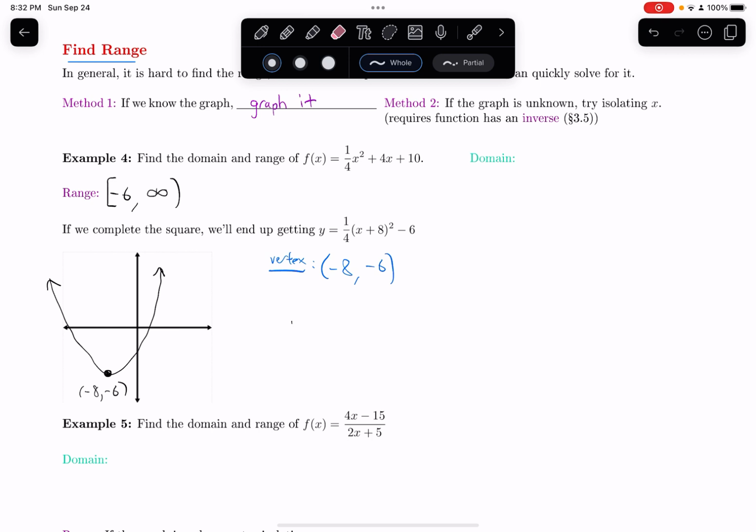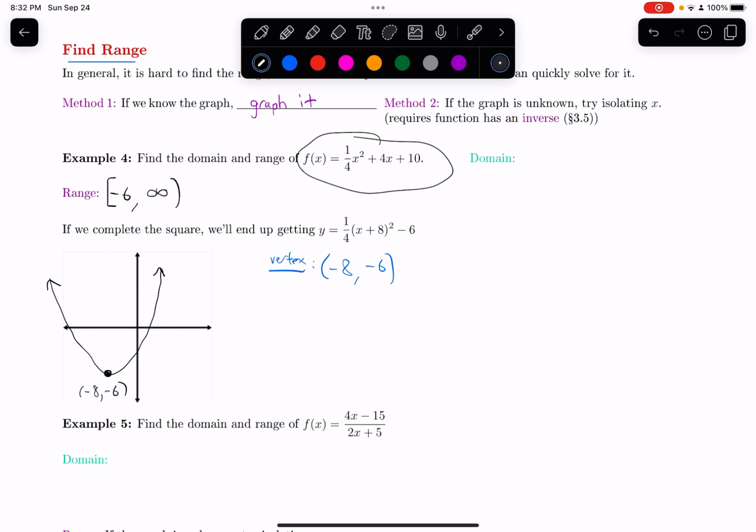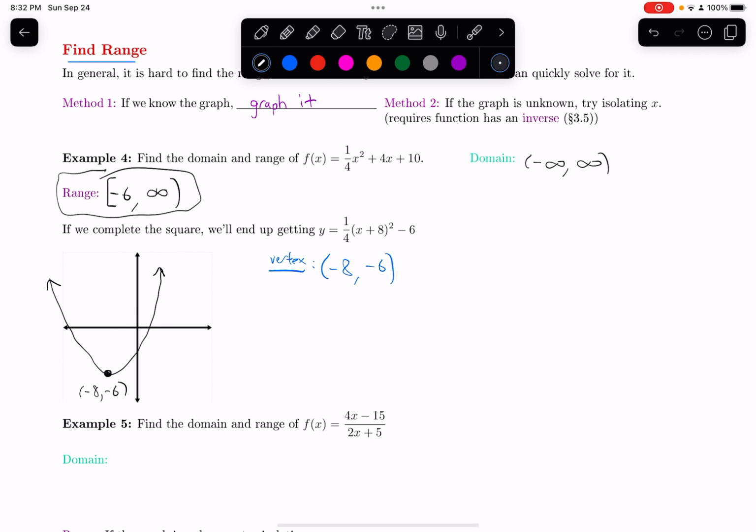Well, domain is easier. Looking at this function, there are no restrictions on what x can be. There's no restriction on the types of numbers I'm allowed to plug in. So my domain is just going to be -infinity to +infinity. So this is my range, and this is my domain. I can also see that that's the domain from the graph. From the graph, there's clearly no x value that gets skipped along the way. So the domain is everything.